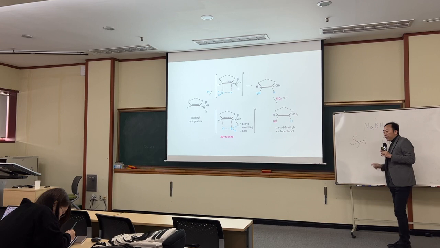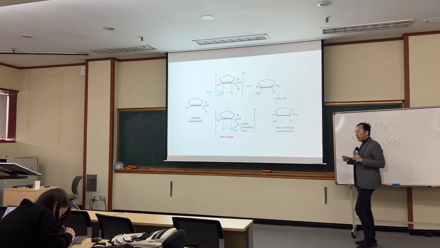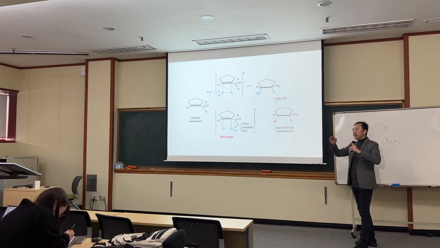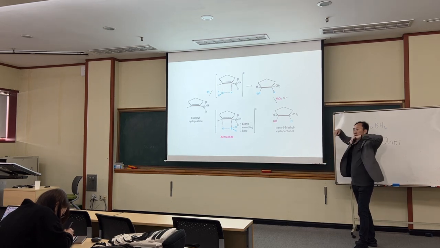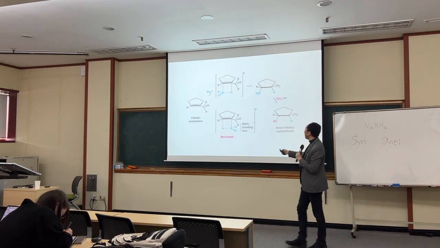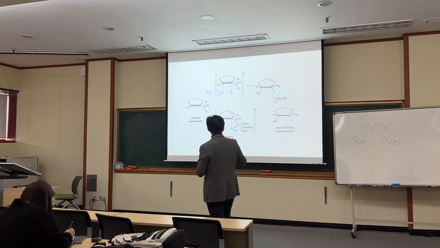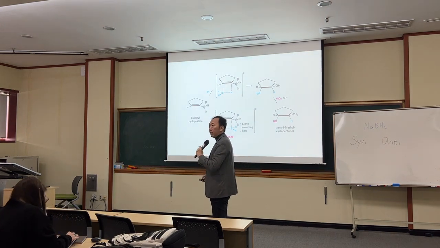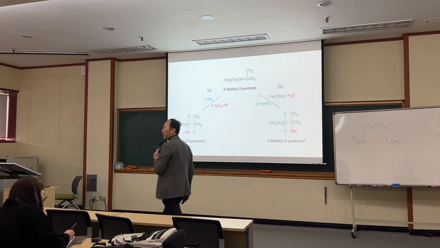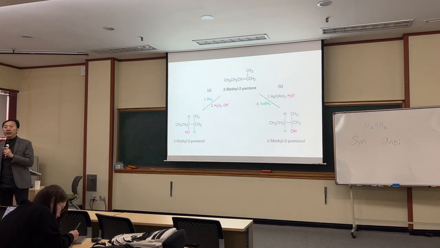If those two groups are added in the same direction, it's called a syn addition. If it goes through a bromonium intermediate and then attacks from behind, the end result is like this, right? This is the anti-addition. Same direction, syn addition. So in this case, the first addition is a syn addition. And then this is replaced with OH. That's what happened. So as the end result, now we have two selective hydration methods.